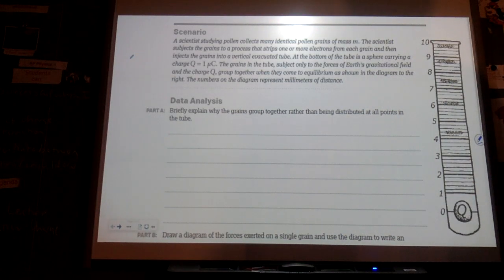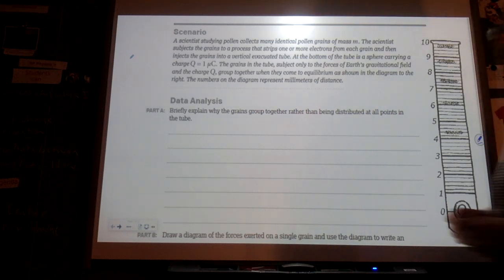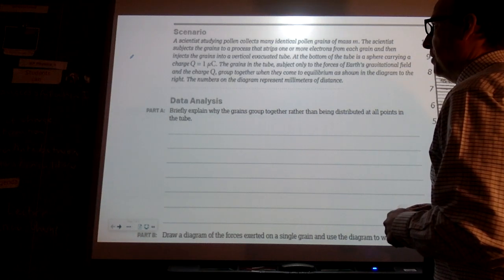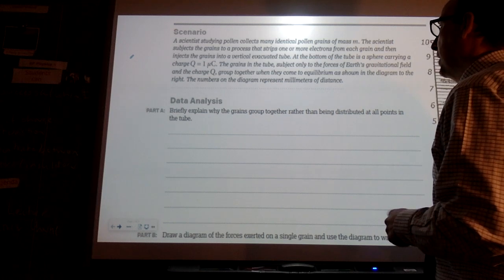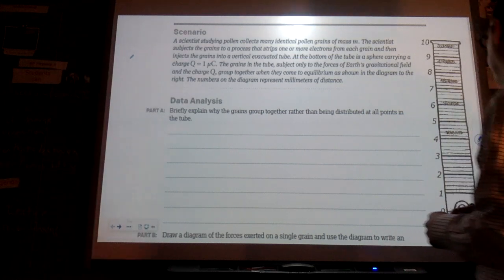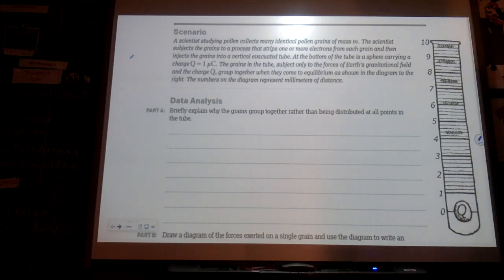A scientist studying pollen collects many identical pollen grains of mass m. The scientist subjects the grains to a process that strips one or more electrons from each grain and then injects the grain into a vertical evacuated tube. At the bottom of the tube is a sphere carrying a charge Q equals 1 microcoulomb. The grains in the tube, subject only to the forces of Earth's gravitational field and the charge Q, grouped together when they come to equilibrium, as shown in the diagram to the right. The numbers in that diagram represent millimeters of distance. So we have some here, some there, some there, and some there.